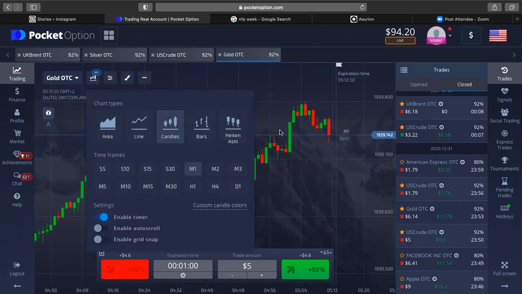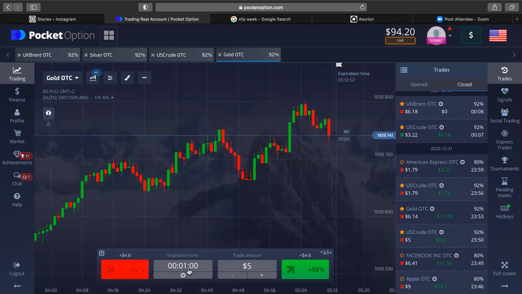I have my timer enabled, and for my expiration time, this is a 30-second to minute trade type of strategy. So you can put it for 30 seconds, 45 seconds, up until a minute. This strategy works best for that time period, that expiration time, right?